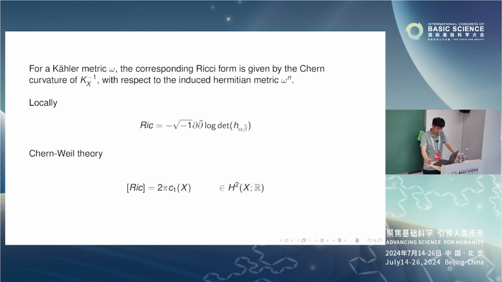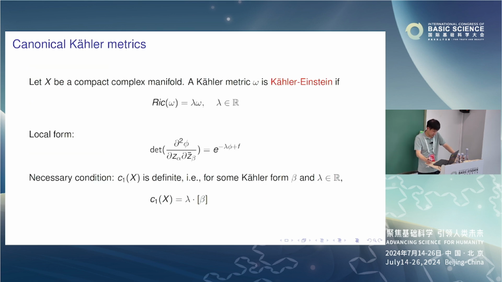The definition of the Kahler form. So this log determinant is only locally defined, but globally, immediately from here you see that the Ricci form is closed, so it determines the cohomology class, and by Chern-Weil theory, it's actually the first Chern class of X. So I will talk about the various notions of canonical Kahler metrics on complex manifolds.